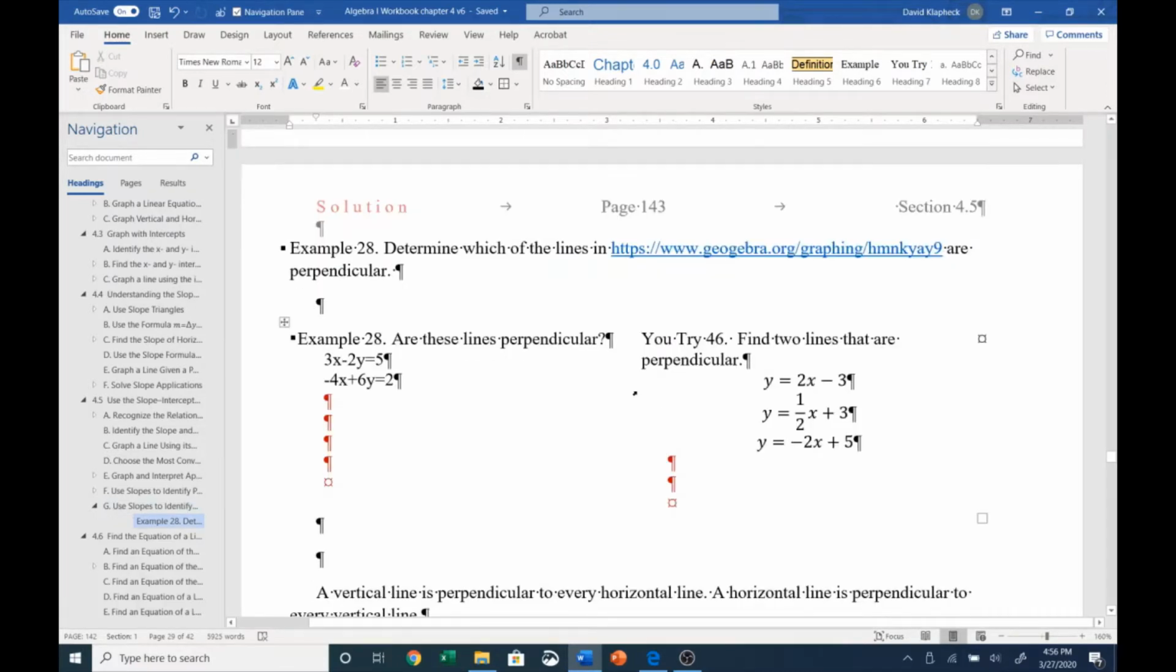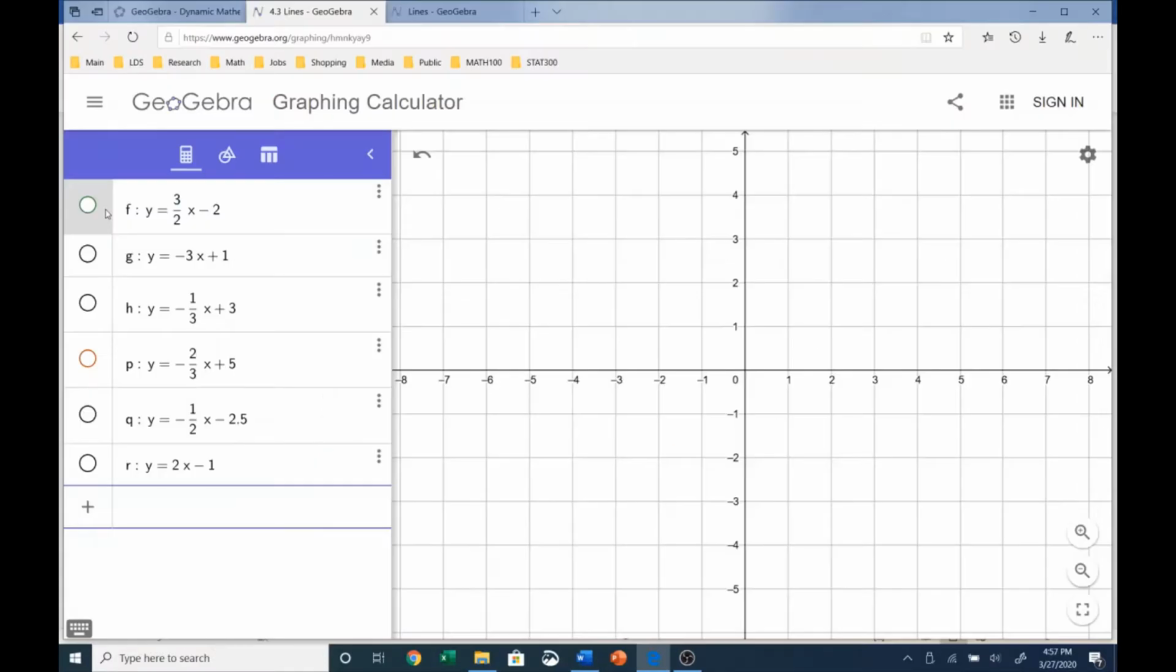Example 28. Determine which of the lines in this GeoGebra activity are perpendicular. Line F, y equals 3/2 x minus 2, has slope 3/2. To find a perpendicular line, we need to see if any of these other lines have a slope -2/3, and it appears that this line does. And when we graph them, we see that they are indeed perpendicular to each other.